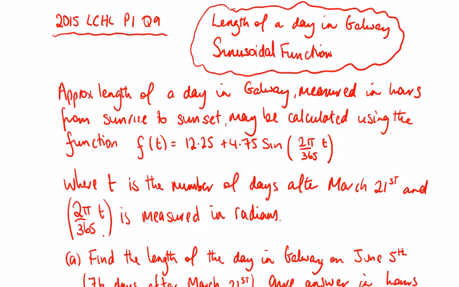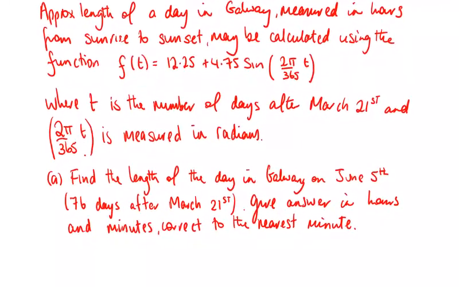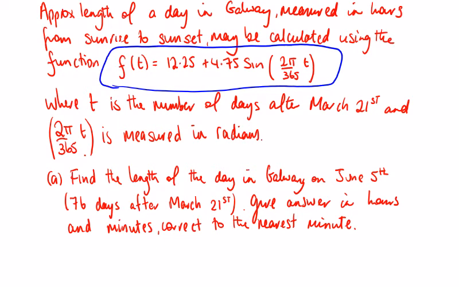2015 Leaving Cert Higher Level Paper 1 Question 9 is the length of a day in Galway. It's a sinusoidal function. We're told that the approximate length of a day in Galway measured in hours from sunrise to sunset may be calculated using the function f(t) = 12.25 + 4.75 sin(2πt/365), where t is the number of days after March 21st and 2πt is measured in radians. So put your calculator into radians for this question and maybe get used to using radian measure.